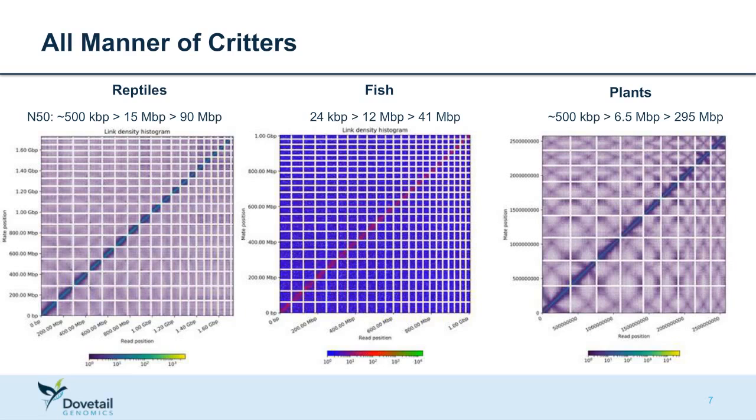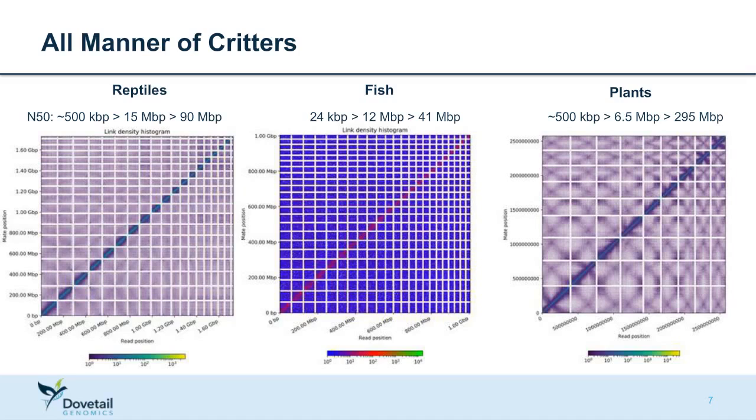On the left, we've got a lizard. You can see we went from 500 kilobases, added Chicago, got to 15 megabases, and then after adding Hi-C, it got up to 90 megabases. And I believe this is something like 19 chromosomes that were expected, and we get 19 nice big scaffolds.